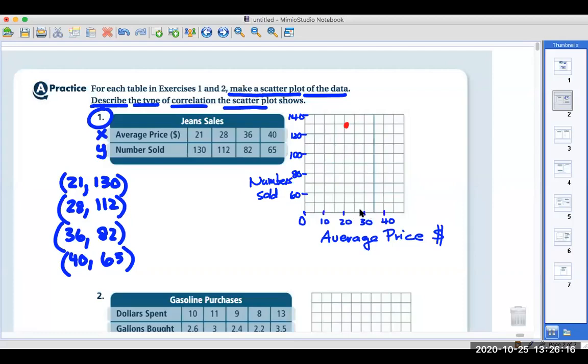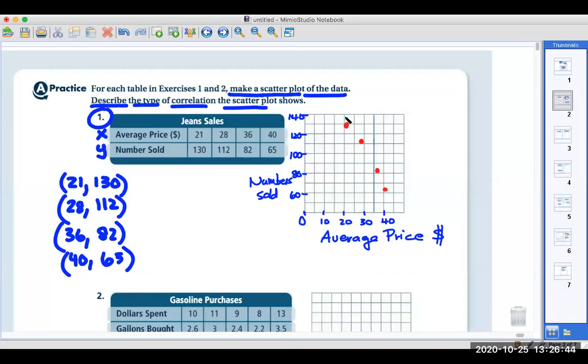28, 112, 112, about right here. 36, 30, 35, 36, and 82, and 40, and 65.